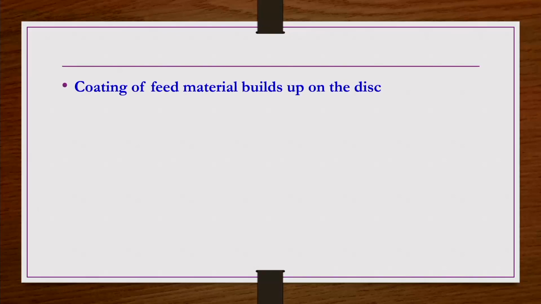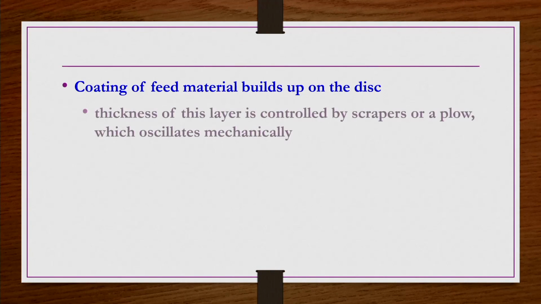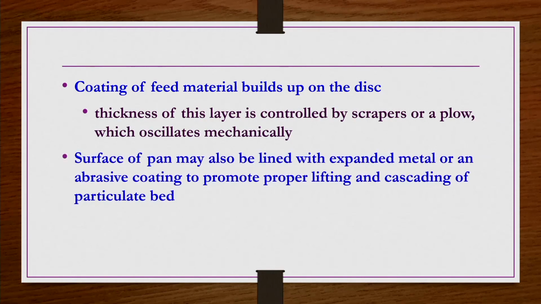What happens here is that the coating of feed material builds up on the disc. The thickness of this layer is controlled by the scrapers or a plow which oscillates mechanically. The surfaces of the pan may also be lined with expanded metal or an abrasive coating to promote proper lifting and cascading of the particulate bed. So, on the pan we have, in general, let us say this is the pan.